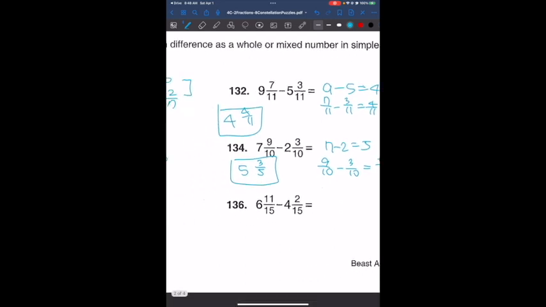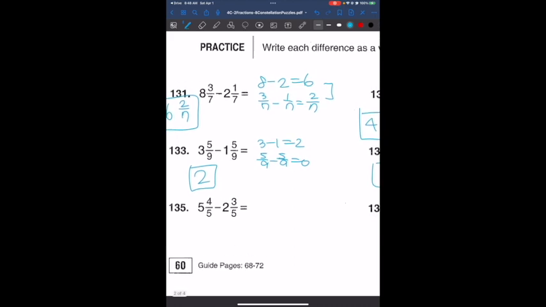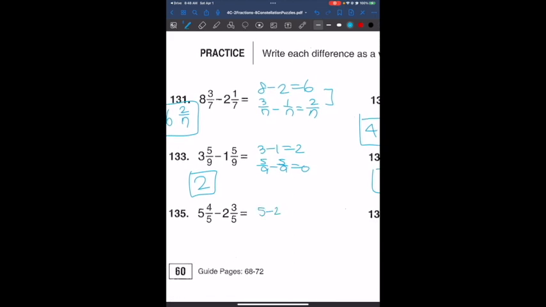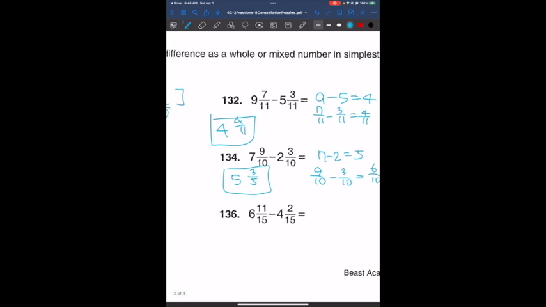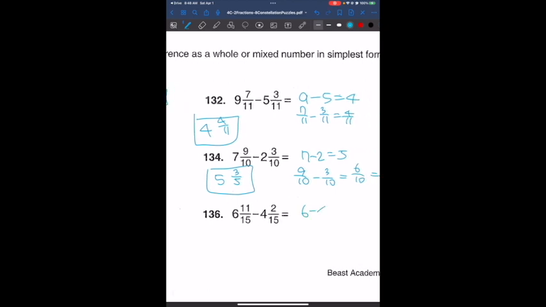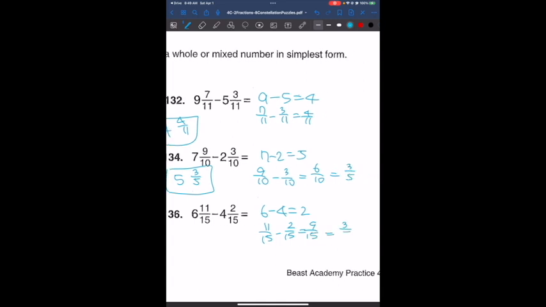And then for 135, we're going to subtract the whole number first. Then we're going to do fraction subtraction. So it's going to be 3 and 1/5. Now for problem 136, again, subtract whole number first, and then subtract the fraction. And we can simplify the fraction into 3 over 5. So the answer is going to be 2 and 3/5.